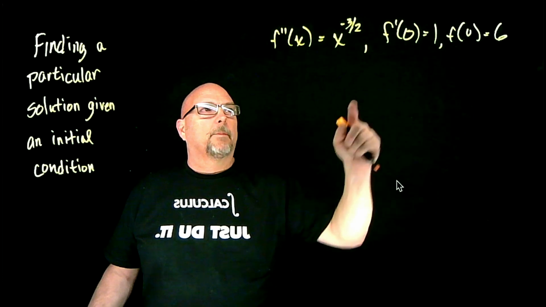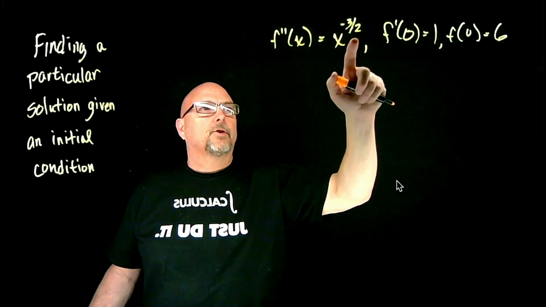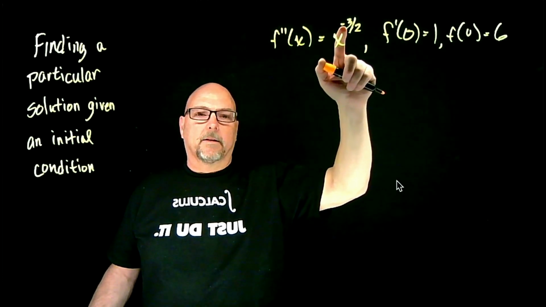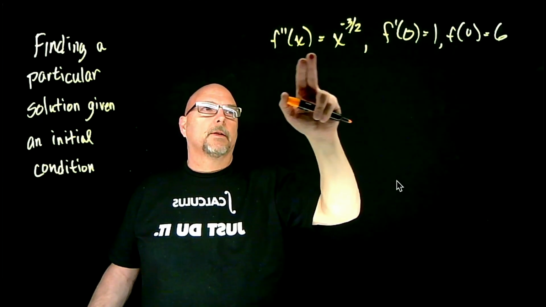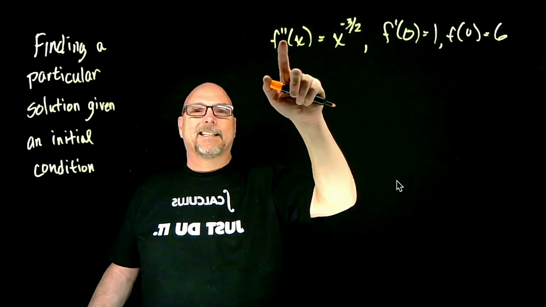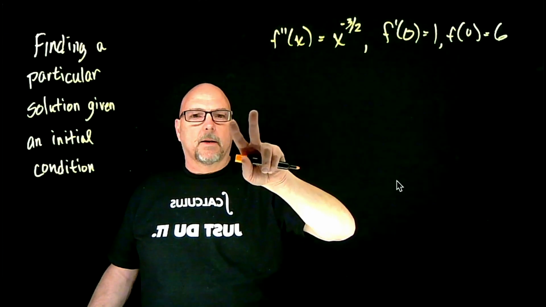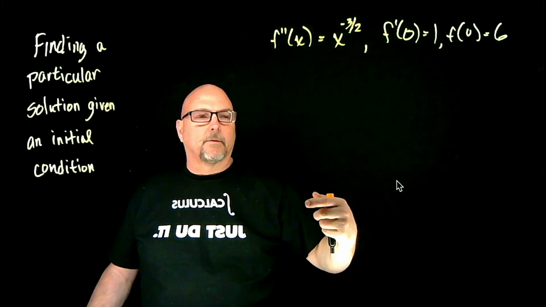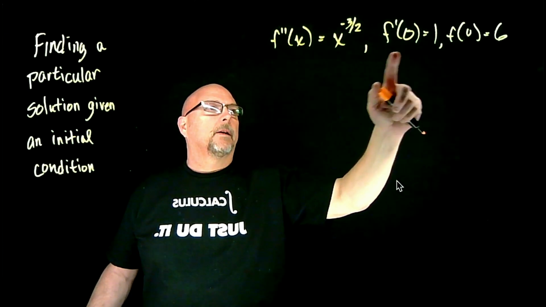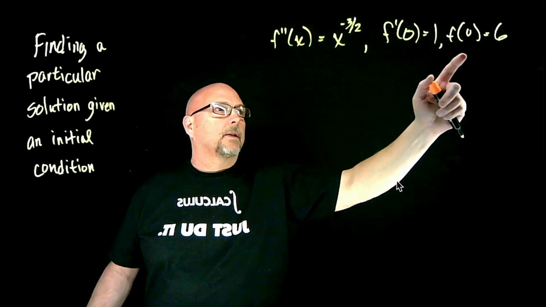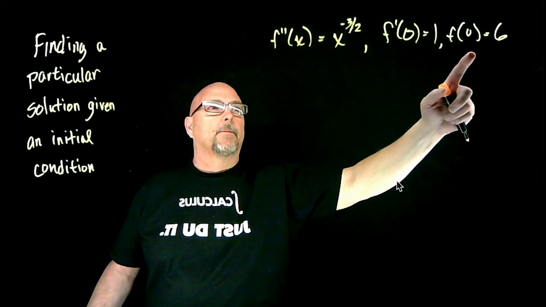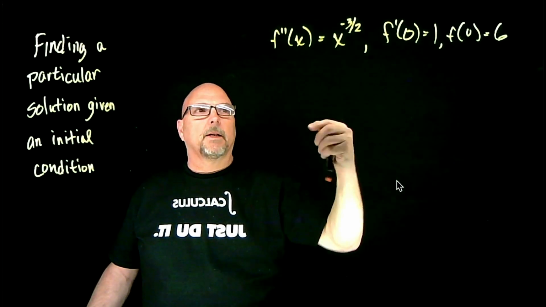Here's an example that has a fractional exponent. It's negative on top of that. But notice my first differential equation is a second derivative. That means I'm going to have to take the antiderivative 2 times. I have an initial condition that deals with the first derivative and an initial condition that deals with the function. The first thing we do is the same as we did before.